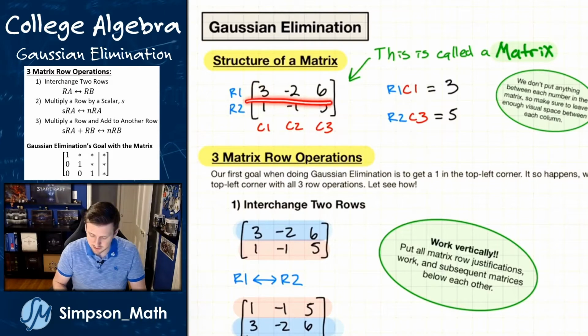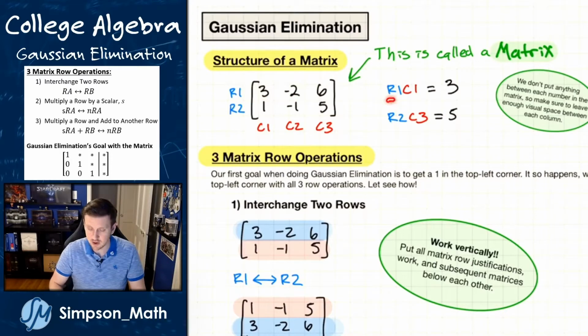So this 3, -2, 6, that's what we would call row 1. Row 2 would be 1, -1, and 5. Notice that we don't put anything in between our columns, so I'm not putting commas or dashes or anything like that. A dash would be considered a negative. So make sure that there's enough visual space between your rows, so that way it's nice and clear what's in what row.